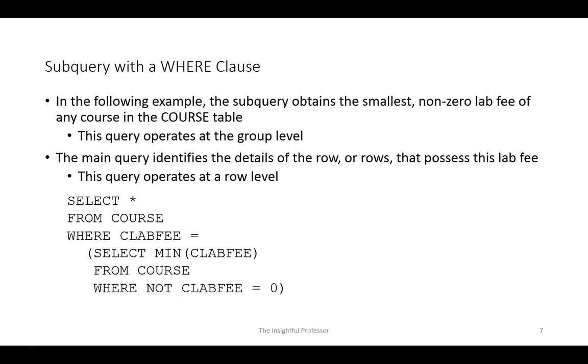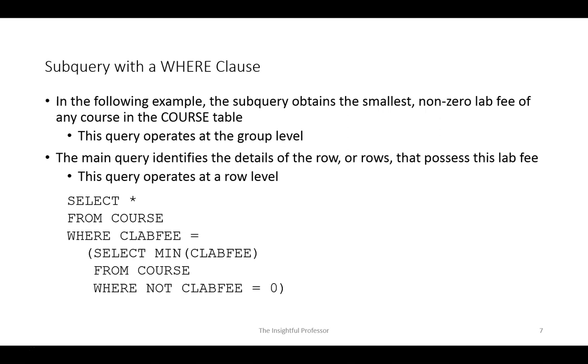Non-zero lab fee. But notice that the main query will consume that value to complete the definition of the predicate, lab fee equal to whatever the value is. So the main query operates at a different level of detail. What happens is this is operating on individual rows or at the row level. Quite interesting that we're operating within a single job or task submitted to the database at two different levels of detail, group or aggregate, and then individual row level.